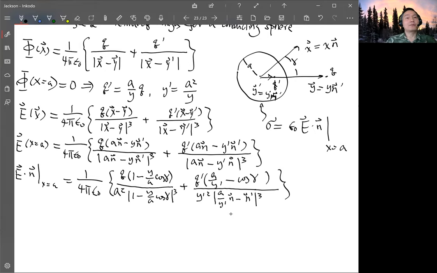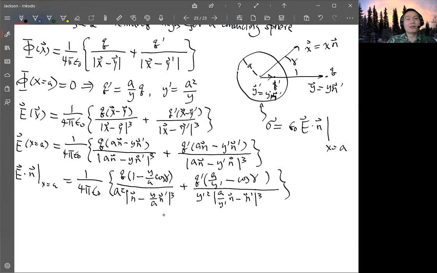I should see, this is not correct. I copied this. So let's just get it right. This is not this one. I mean, I'm not doing that here. So it is n minus y over a n pi, cubed.